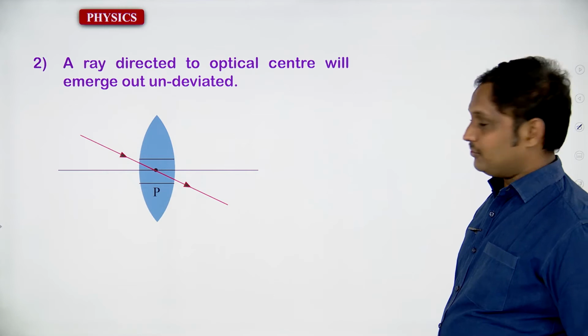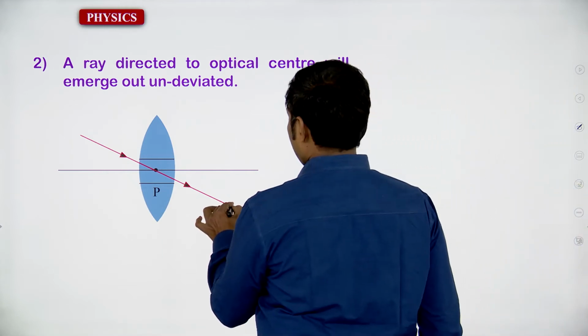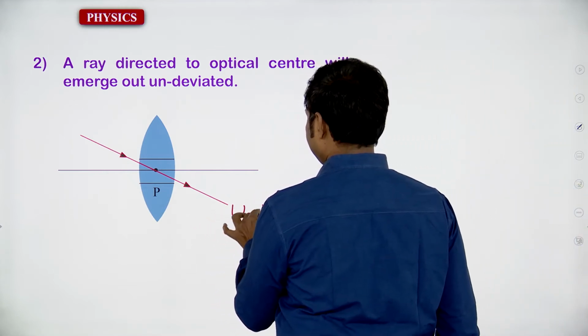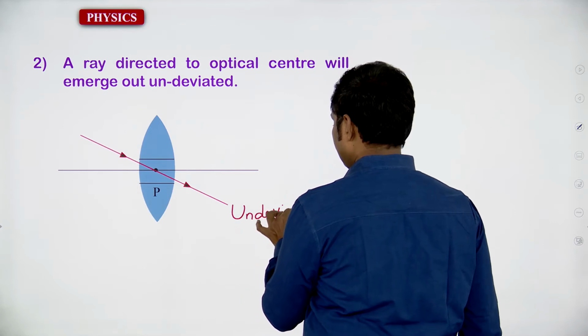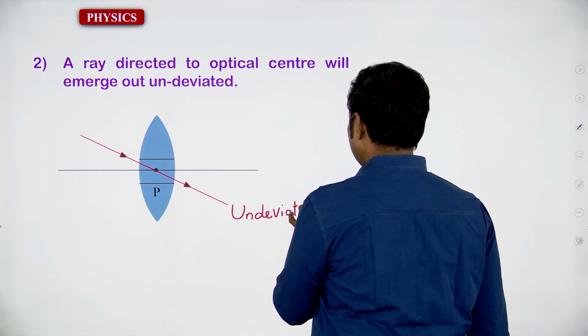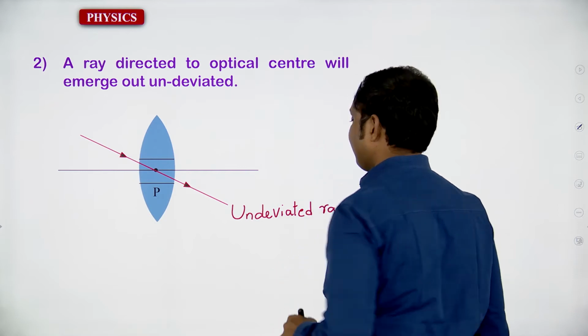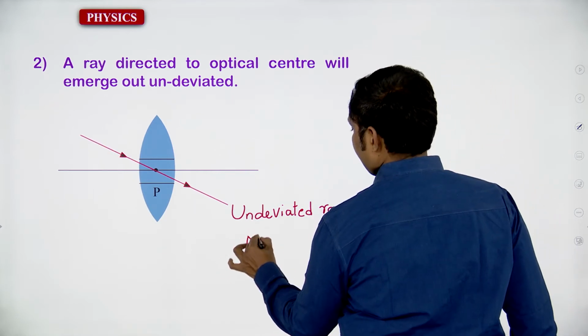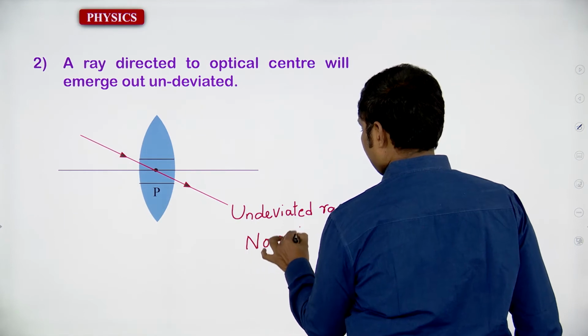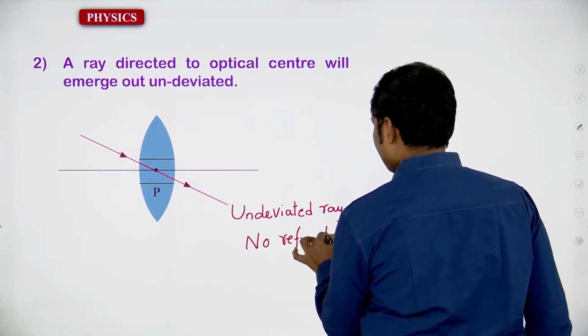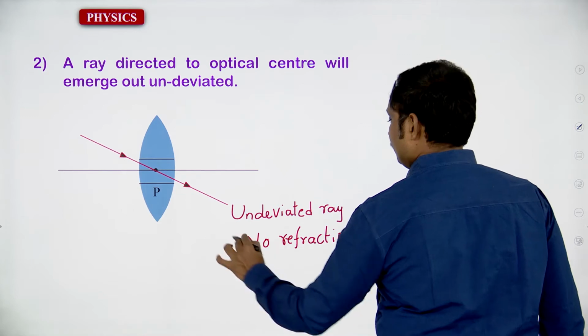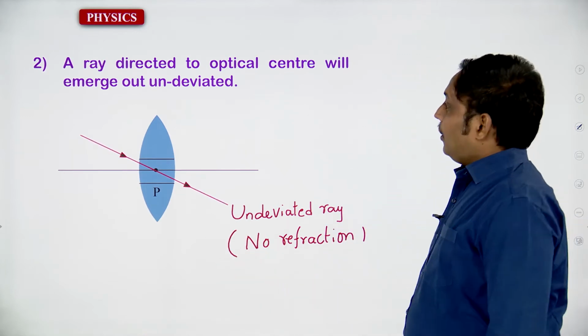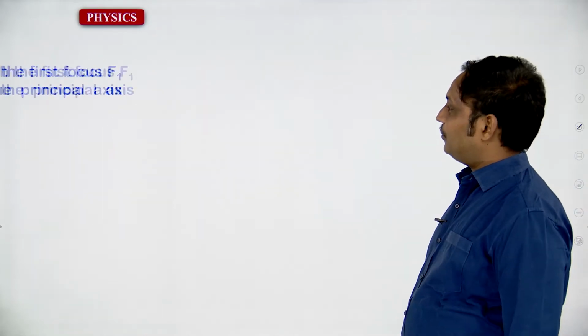Optical center, we would like to go for this. This is the undeviated ray, with no refraction. You have to get that, no refraction. Alright, it's very clear. Okay, let's see if you go for this one.